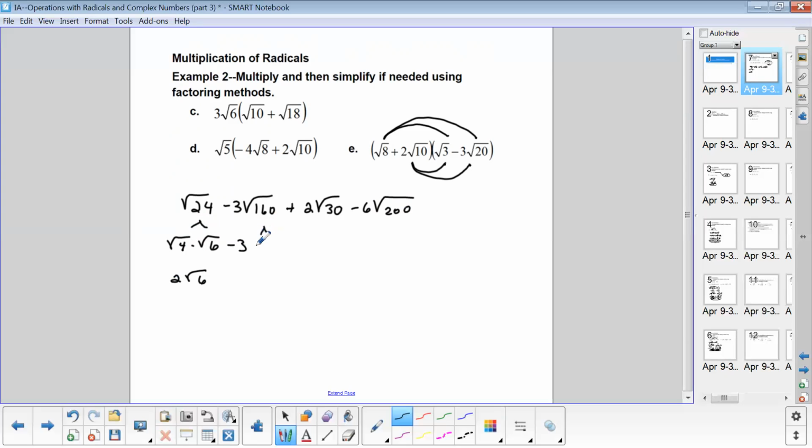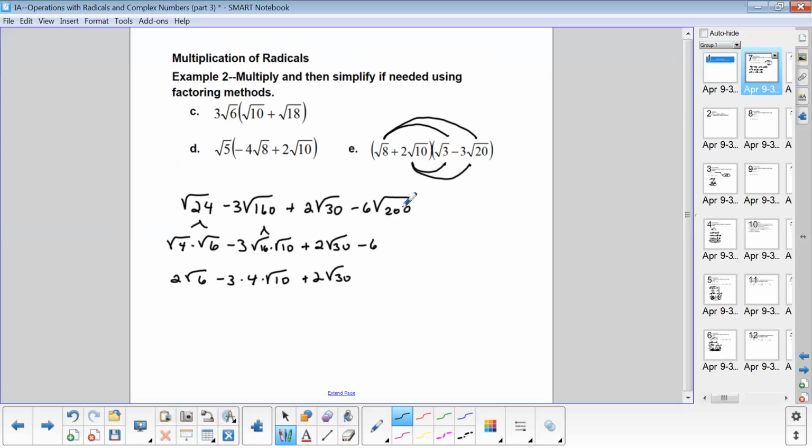Minus 3 times, this would be the square root of 16 times 10. So negative 3 times 4 times the square root of 10. Square root of 30 will not simplify anymore because there are no factors that are perfect squares.